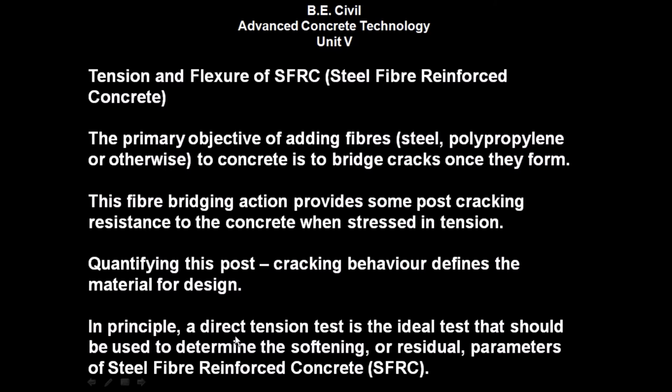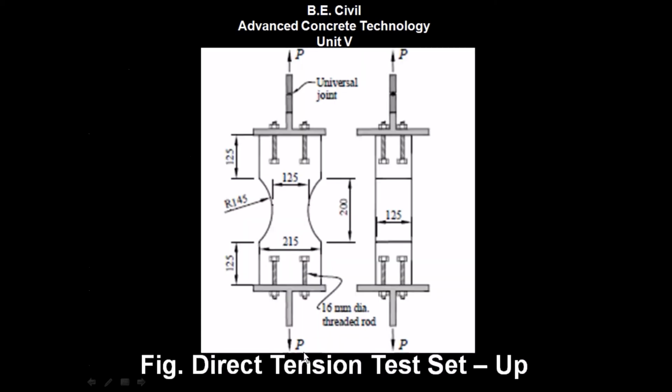In principle, a direct tension test is the ideal test that should be used to determine the softening or residual parameters of steel fiber reinforced concrete, that is SFRC. So this is the figure which shows the direct tension test setup.